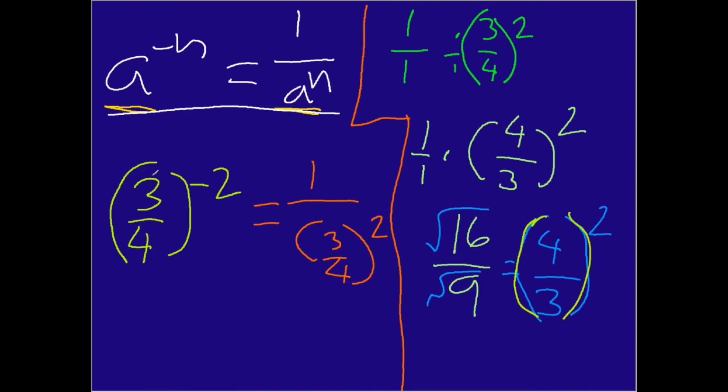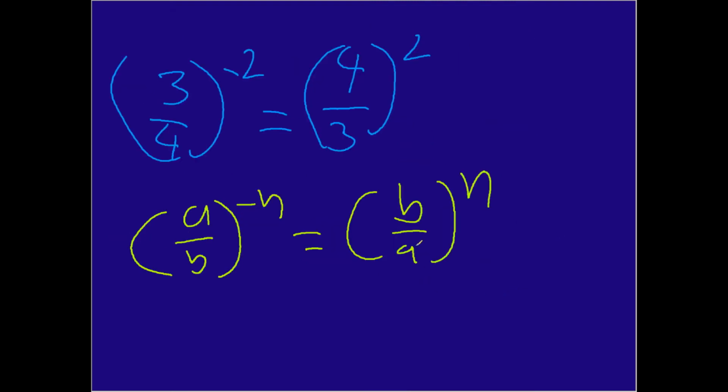So we started with 3 over 4 to the negative 2, but we ended up with 4 over 3 to the positive 2. That's what happens. And so this is a shortcut that you can use when you have to play with numbers and flip them around for different purposes.